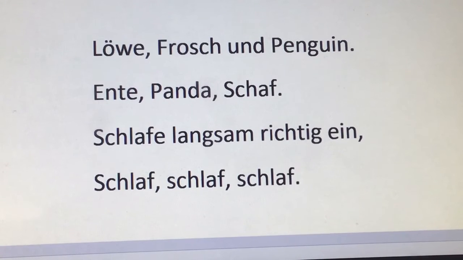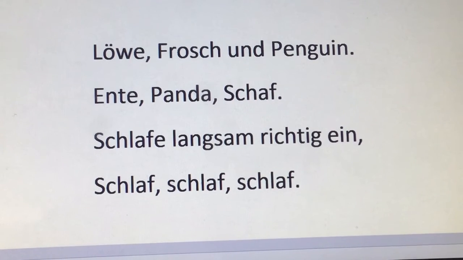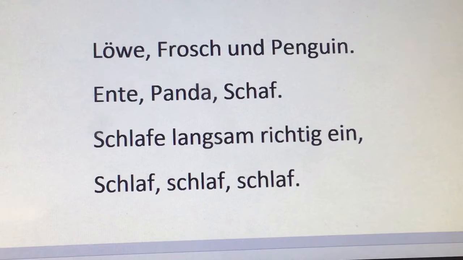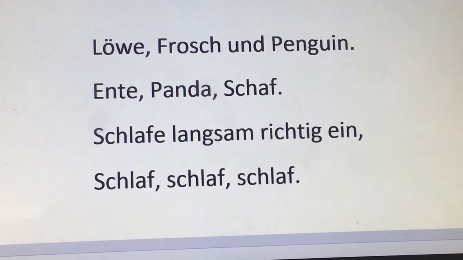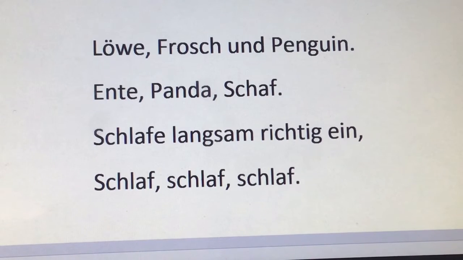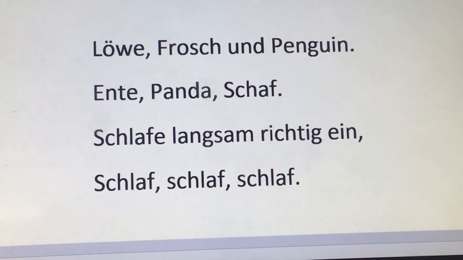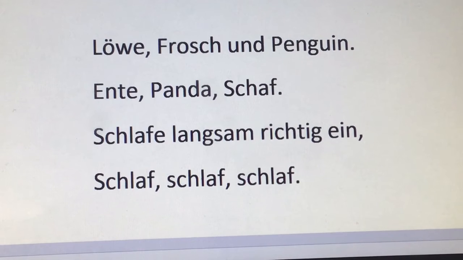Löwe, Frosch und Pinguin, lion, frog and penguin. Ente, Panda, Schaf, duck, panda, sheep. Schlafe langsam richtig ein. Fall asleep really slowly. Schlaf, schlaf, schlaf. Sleep, sleep, sleep. And again, the third line, the word order is different.